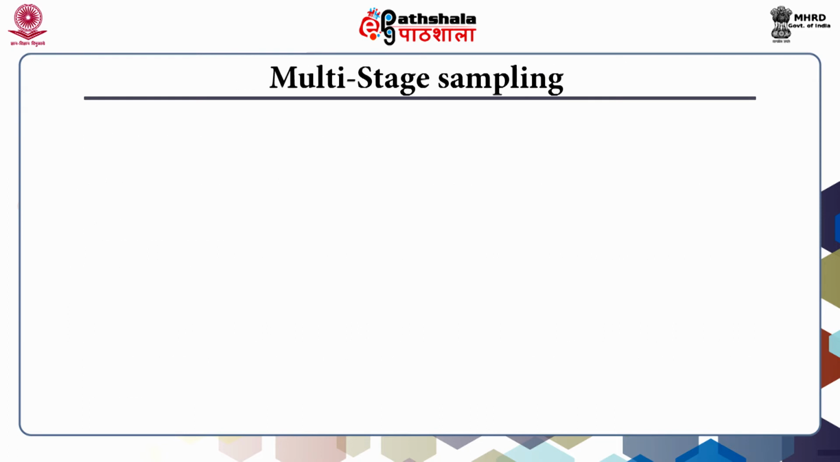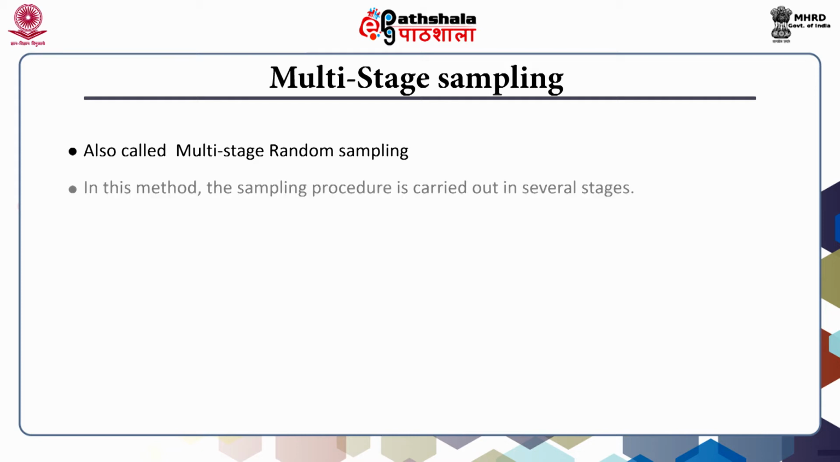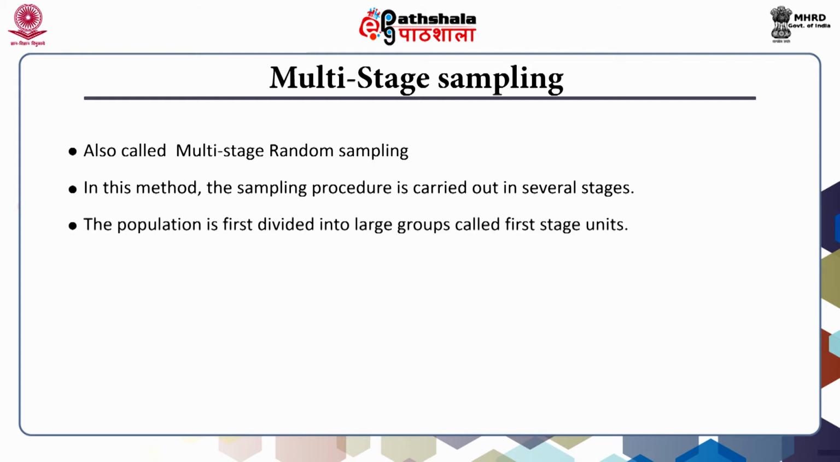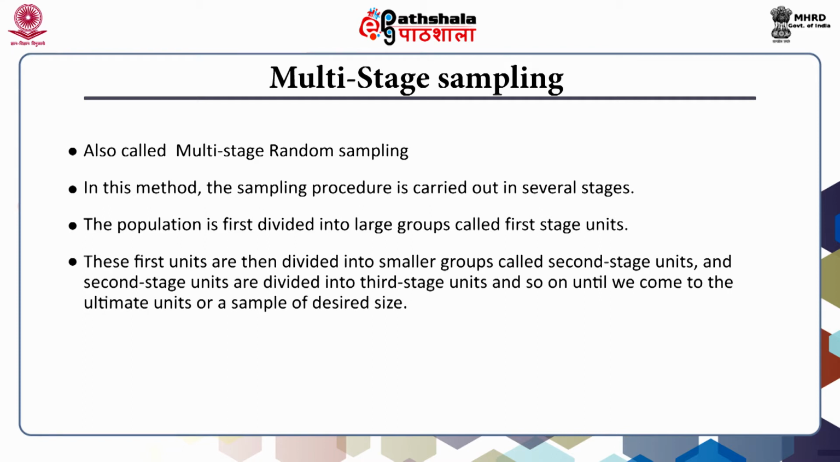Multistage sampling. This is also called multi-stage random sampling. In this method, the sampling procedure is carried out in several stages. The population is first divided into large groups called first stage units. These first units are then divided into smaller groups called second stage units and second stage units are divided into third stage units and so on until we come to the ultimate units or a sample of desired size.